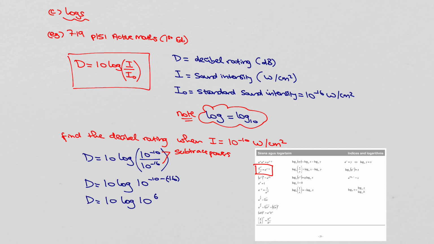And then if I again look at my log rules, I have a log raised to the power, which means I can bring down that power. So if I bring down the power of 6, I have a 10 in front of that. So it's 10 times 6, which is 60 log 10. And of course, log 10 is the same as log 10 to the base 10. And of course, log of any number to the same base is always 1. So that gives me a decibel rating of 60 decibels.